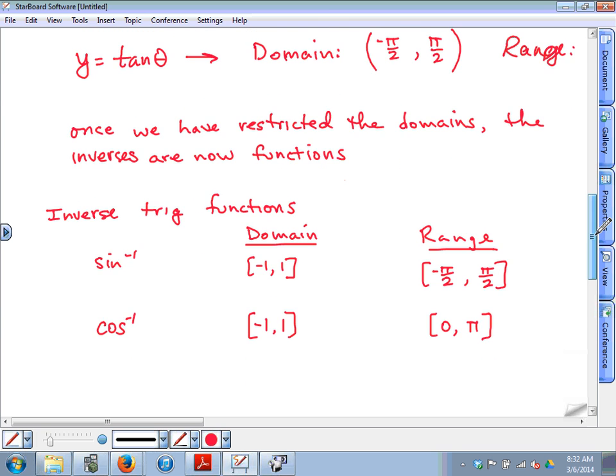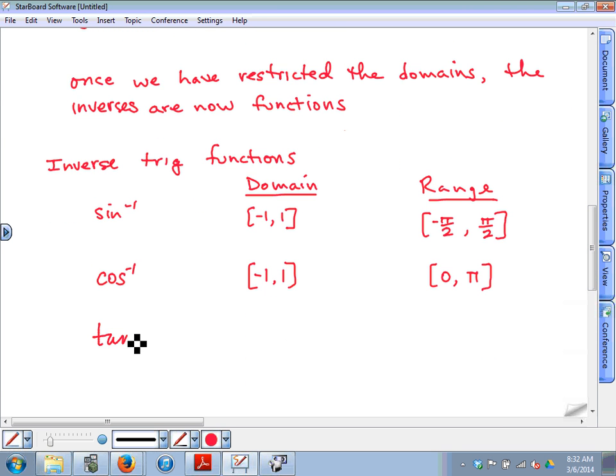Okay, so inverse tangent. What's the domain of the inverse tangent? All real numbers. The range, however, is parenthesis -pi half to pi half.